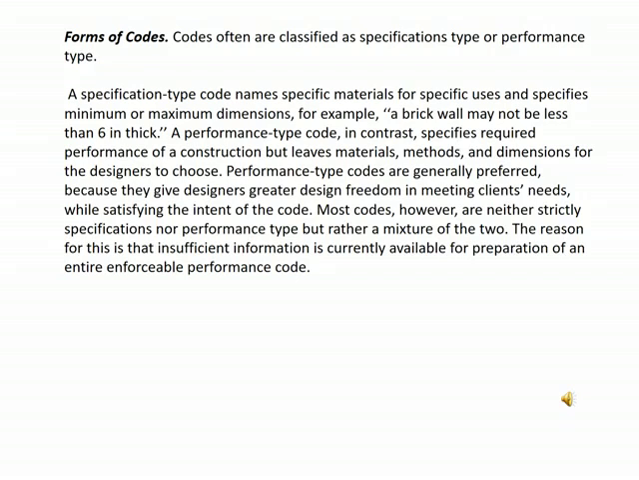Most codes, however, are neither strictly specification nor performance type, but have a mixture of the two. So most of the building codes are not purely specification or purely performance. They are a mixture. So this is the important aspect.